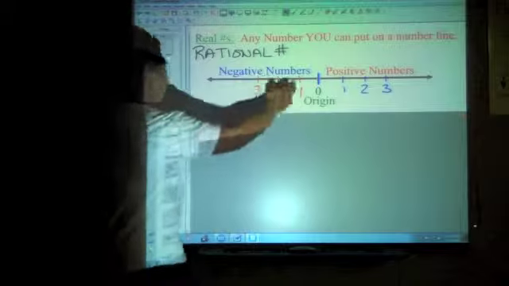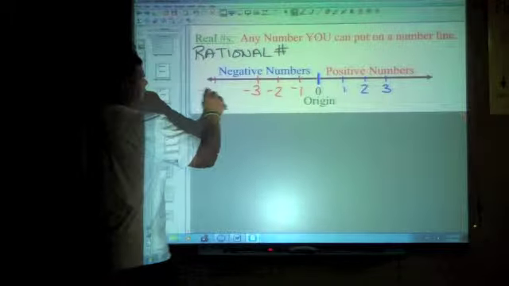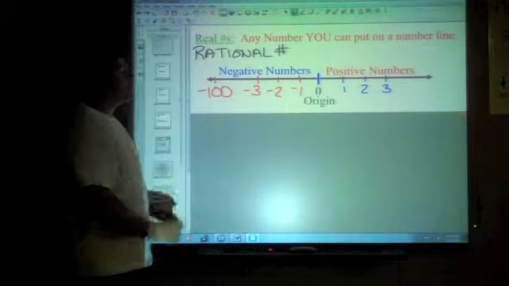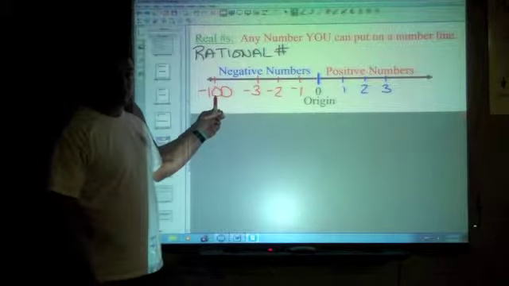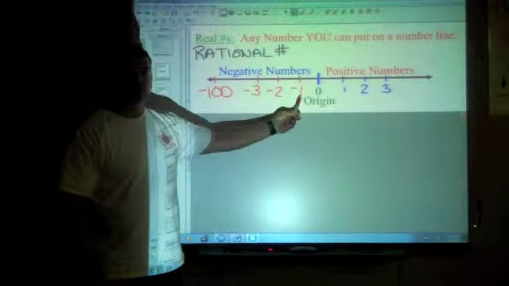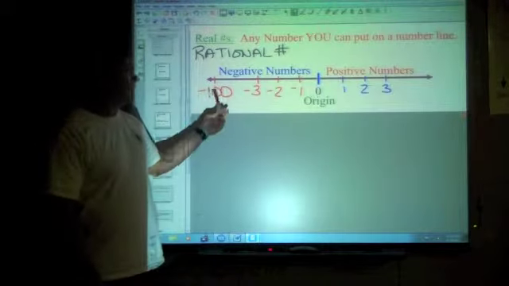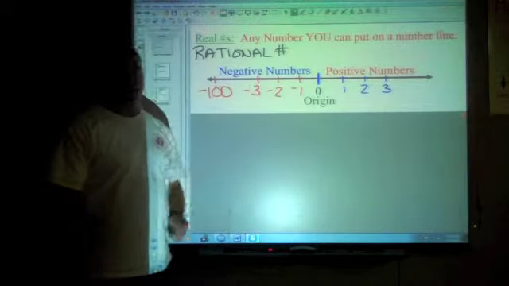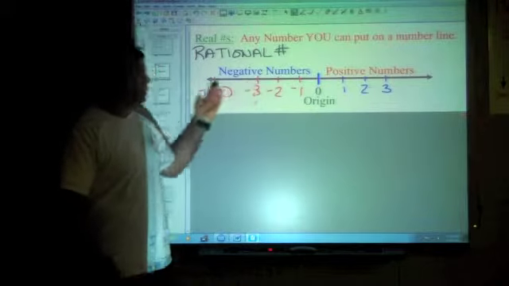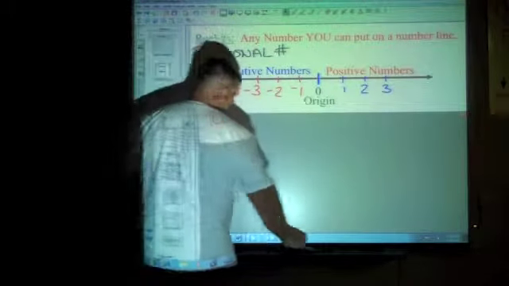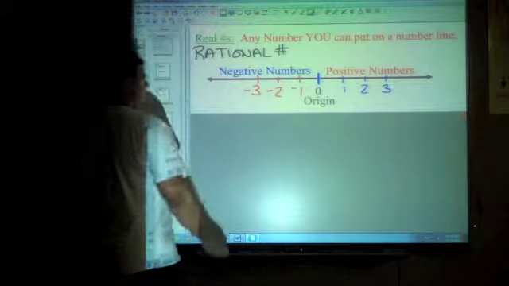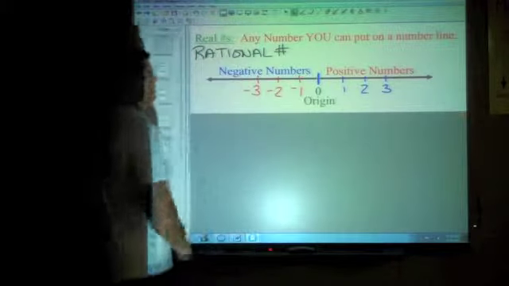Say we didn't have these numbers. Say we had -100. Many people think that -100 is bigger than -1. But it's not. -100 is much farther to the left. So in fact, it's much smaller in value than -1. The farther to the left you go, the smaller the value becomes. So just keep that in mind when you're looking at positive and negative numbers.